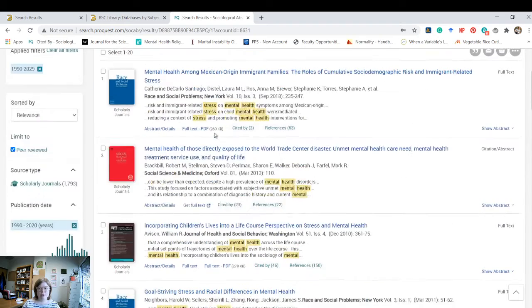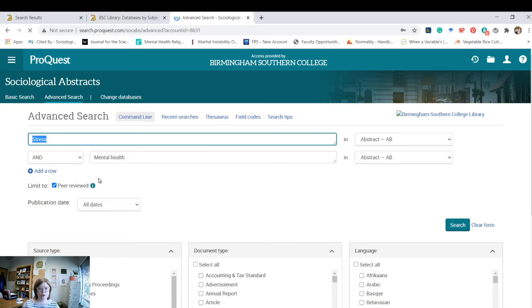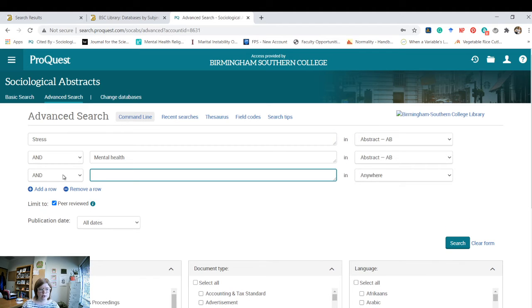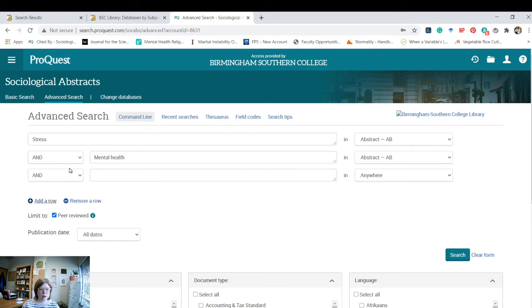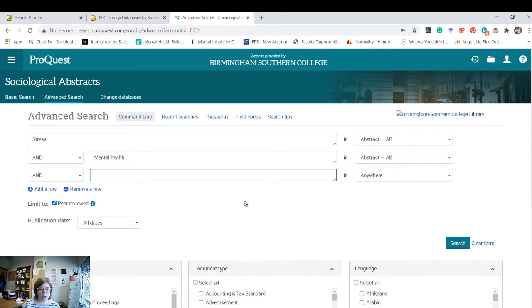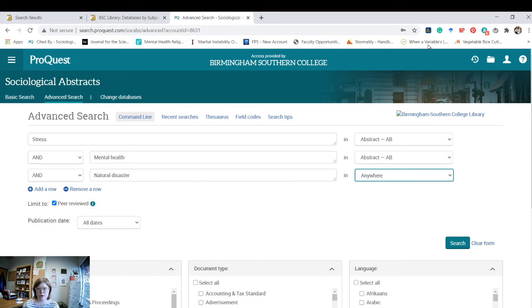But maybe I'm looking for something more specific. Maybe I really want to know how the stress of natural disasters affects mental health. So what I can do is click Add Row. And this lets me add an additional search term. So here I'm going to type natural disasters. And I want this to be in the abstract also.